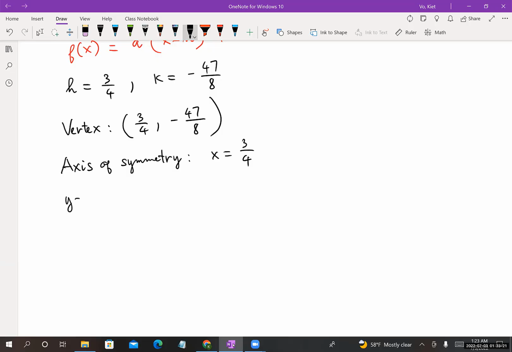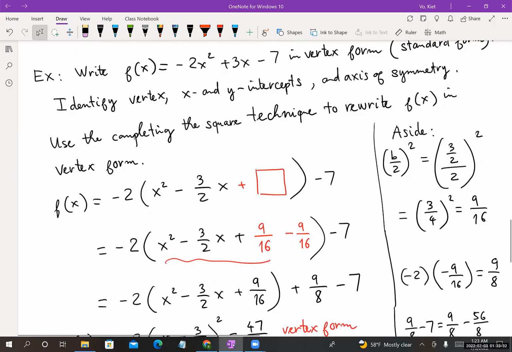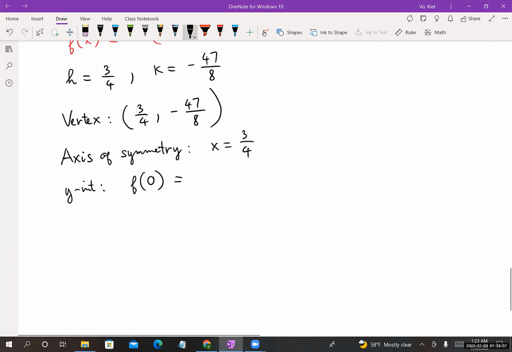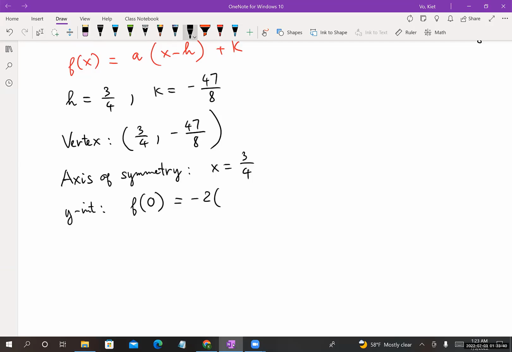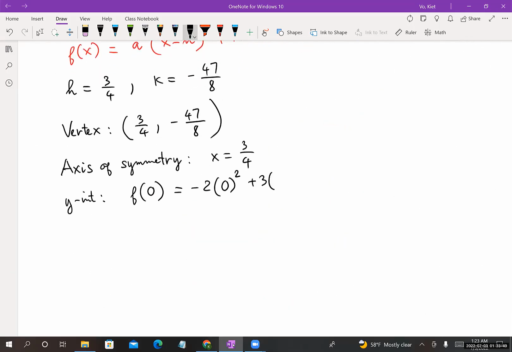Now let's find the y-intercept first, which means we need to figure out, well, what is f of 0? So f of 0 is, we're going to plug in 0 into the equation. And I think it's easier if you plug into the original function. So that's going to give us negative 2 times the square of 0, and then I think it's plus 3 times 0 minus 7. So that gives us negative 7. So the y-intercept is 0, negative 7. So there's a y-intercept there.